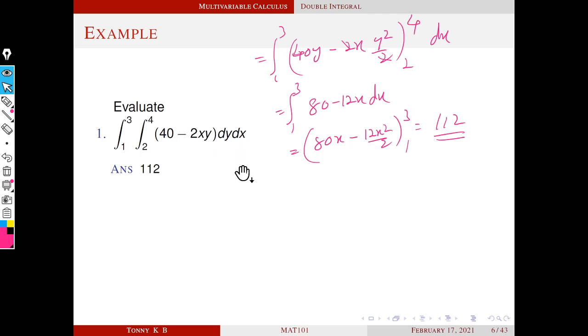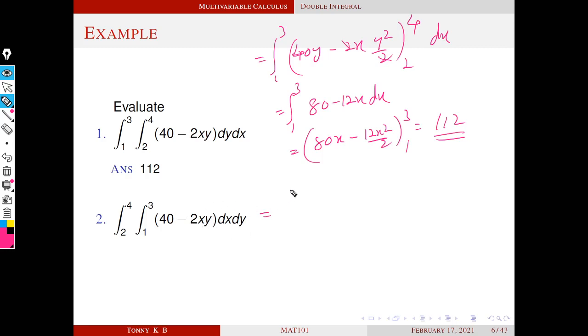Okay, so similarly we have one more problem. The same question, the only thing is we change the order of integration. First we integrate with respect to x, then with respect to y. So the limit of x is 1 to 3 and the limit of y is 2 to 4. Okay, and what about this integration? First we integrate with respect to x, then this becomes 40x minus 2x square by 2, into y, and the upper limit is 3 and the lower limit is 1.